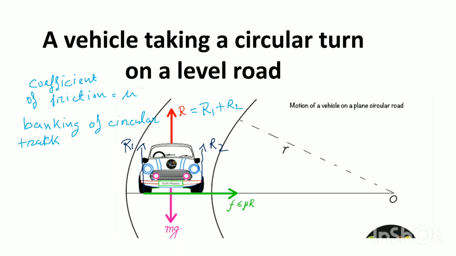Now friends, I have already mentioned R1 and R2. You will see them in my diagram. So the total normal reaction is R equals R1 plus R2. F1 and F2 are both inward frictional forces. F1 is equal to mu R1, and F2 is equal to mu R2.